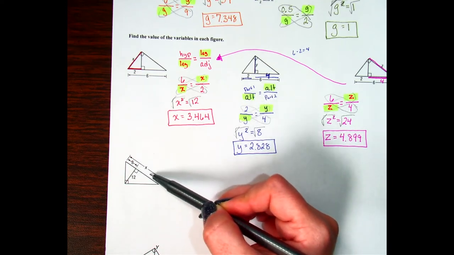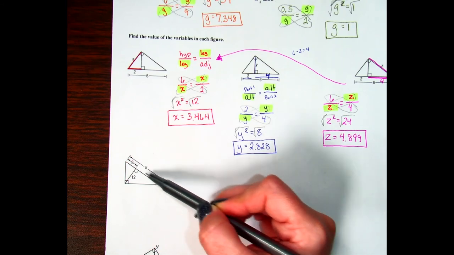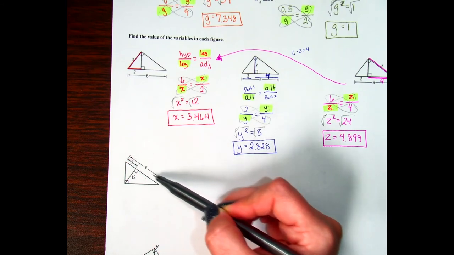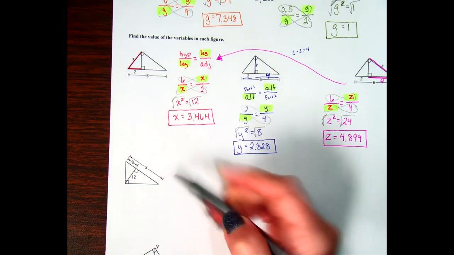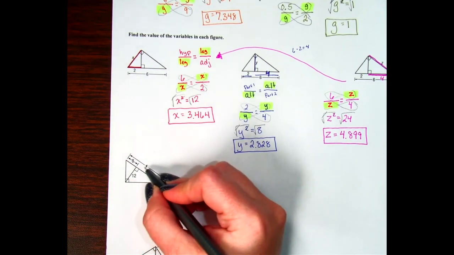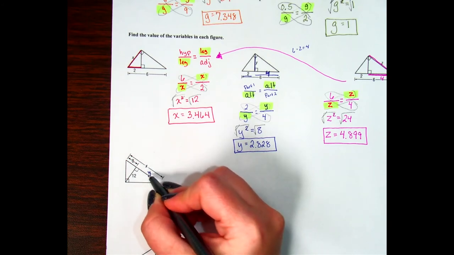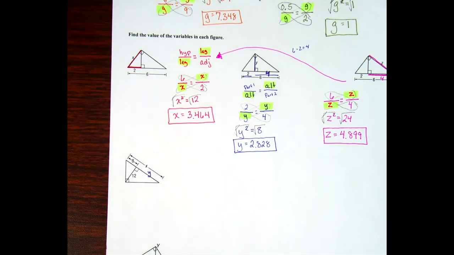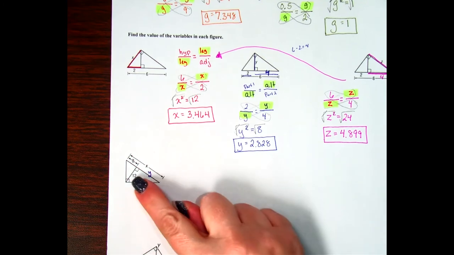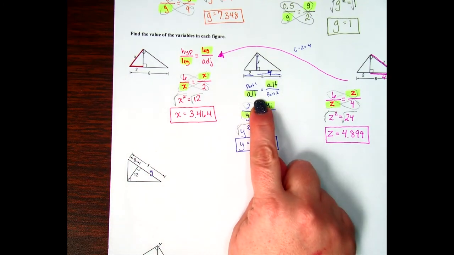If I can find this second part, I can add these two together, and I'll know my whole value for x. So I know I'm trying to find x, but if I think of this side as y, and if I can find y, then I can add the 8 and the y together, and that will give me the whole x. Okay? So I'm actually going to be working with this altitude, and I'm going to use this altitude formula.